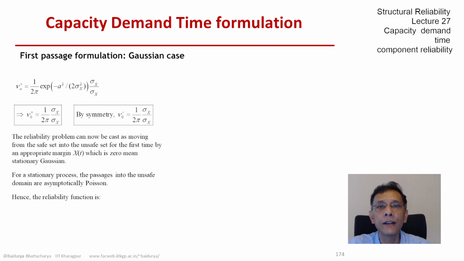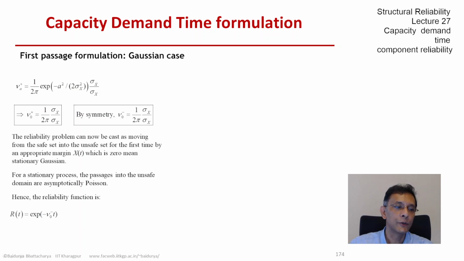That tells us that if we are interested in the very first time that such a crossing occurs, we are talking about an exponential random variable. So this reliability then simply becomes exponential of negative of the downcrossing rate times the interval length t. So that would be the reliability function, and the time to failure is an exponential random variable with rate nu 0 minus.